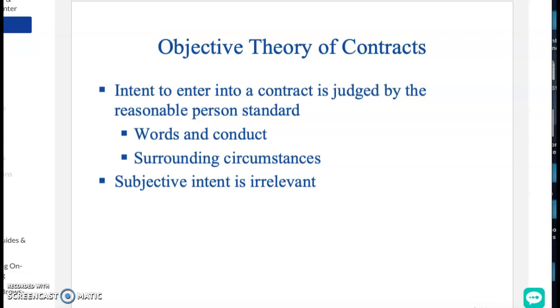The objective theory of contracts means you intend to enter into a contract, and there must be a reasonable person standard used. So would someone of the same age and work history as the individual entering into the contract logically do the same thing? We can look at words within the contract or conduct and surrounding circumstances.